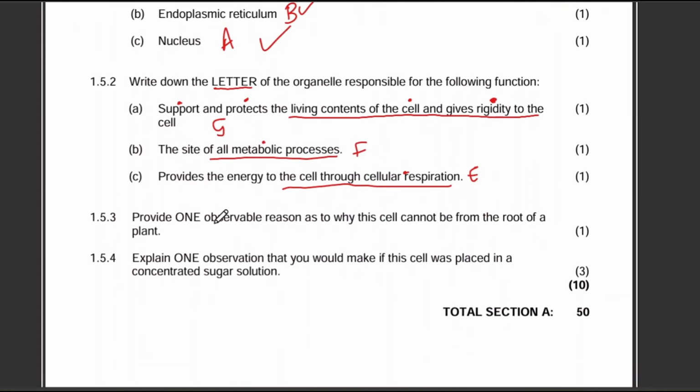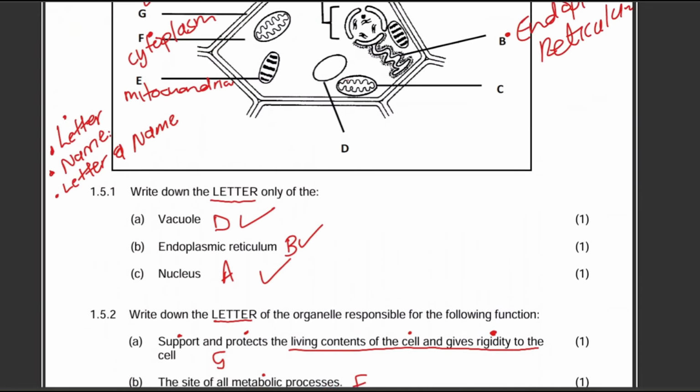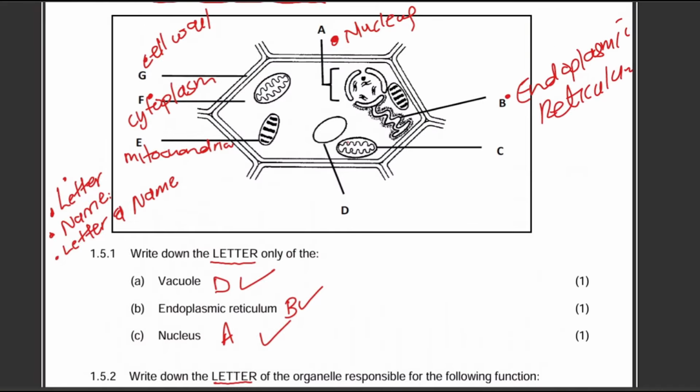Okay. Then let's look at the next question. Provide one observable, meaning what we can see, right? Observable reason as to why the cell cannot, this is very important, be from the root of a plant. We need to provide one reason from the diagram, something that we can see, as to why this particular cell cannot be from a root of a plant. Now, the giveaway here will be the presence of a chloroplast. So this is a chloroplast, which is basically for photosynthesis.